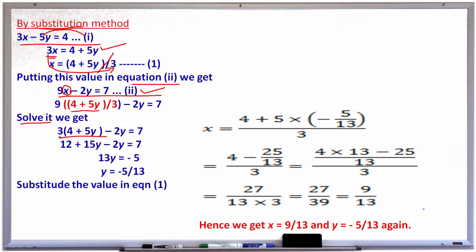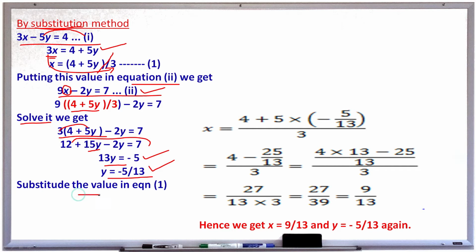Multiply. Open the bracket. 3 4s are 12 and 3 into 5y is 15y, minus 2y. 15y minus 2y will become 13y. Bring this 12 to the right hand side, it will become minus 12. So 7 minus 12 is equal to minus 5. So y is equal to minus 5 by 13.